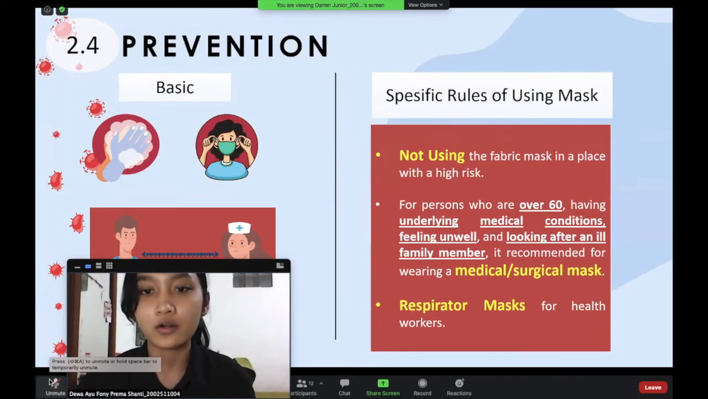According to the World Health Organization, there are specific rules that must be considered when using masks. The specific rules are: first, not using public masks in a place with a high risk. Second, for persons who are over 60, having underlying medical conditions, feeling unwell, and looking after an ill family member, it is recommended to wear a medical or surgical mask. Third, respirator masks are for health workers.